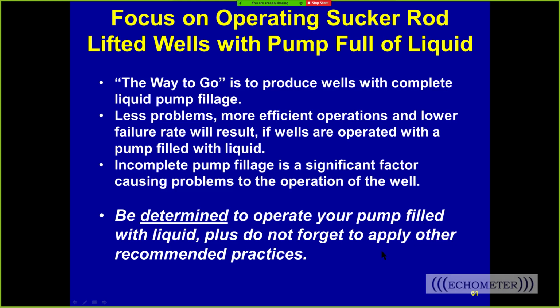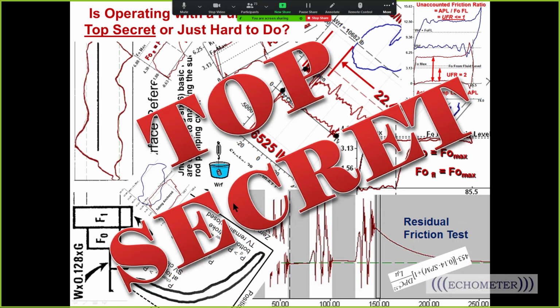Also, you still have to do the other things right. You can't just say, I'm going to operate a full pump, but you have severe corrosion problems. That doesn't fix the problem. You have to address all your problems, but you have to address incomplete pump fillage also. So operating with a full pump, is it top secret, or is it just hard to do? Well, it's both. Sometimes it just seems like people are not willing to address incomplete pump fillage, and a lot of the time you see pump cards that are not full. I think that's the end of my presentation.